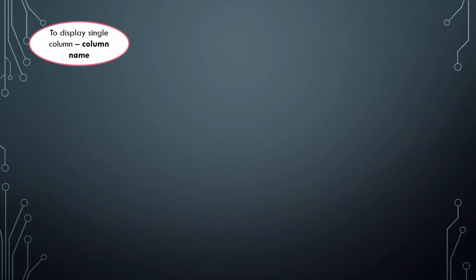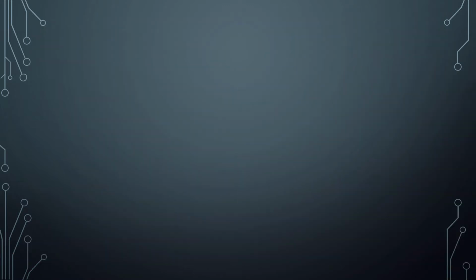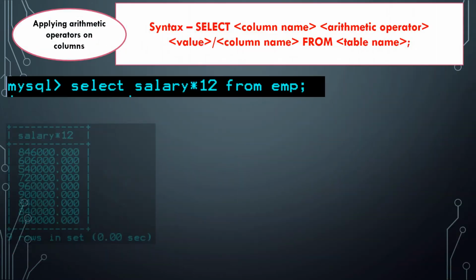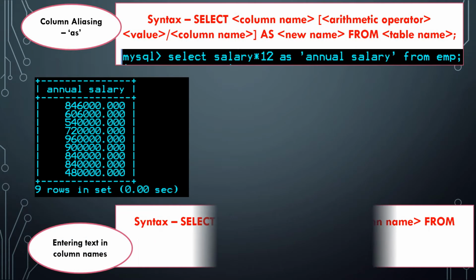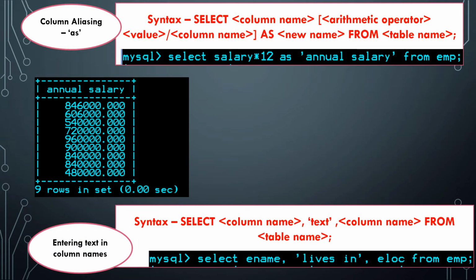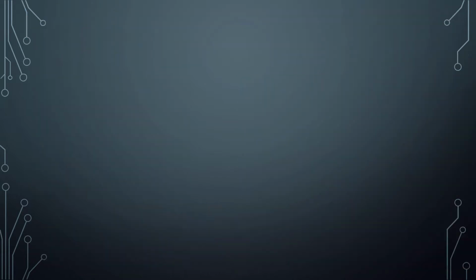In the select command we learned how to fetch complete data from the table, after that a single column from the table, then multiple columns from the table, after that arithmetic operators, then column aliasing, giving new names to columns or views, and after that entering text into the data or into the query. Now in today's class we are going to start with conditionals in the select command.